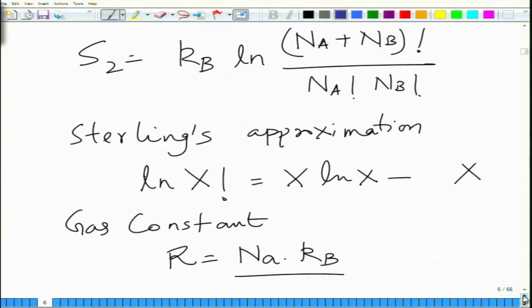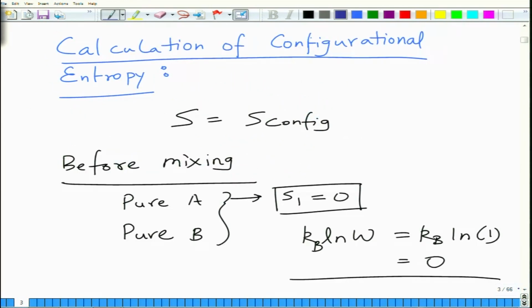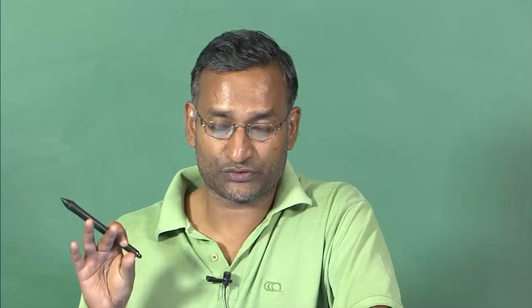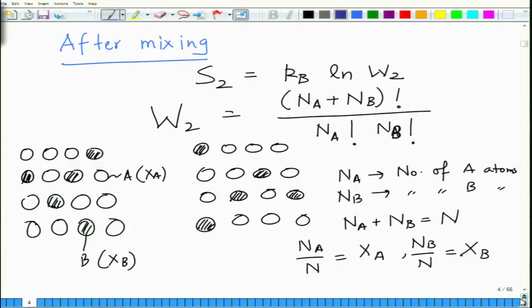So, now let me summarize this particular point once again. This is an interesting thing to understand. We started with calculation of configurational entropy. Configurational entropy is basically about the number of ways in which you can arrange the atoms within a lattice. Before mixing it is pure A and pure B, so there is only one configuration in which you can see the atoms. As a result, S1 is equal to 0 for both A and B, and the net entropy before mixing is equal to 0.